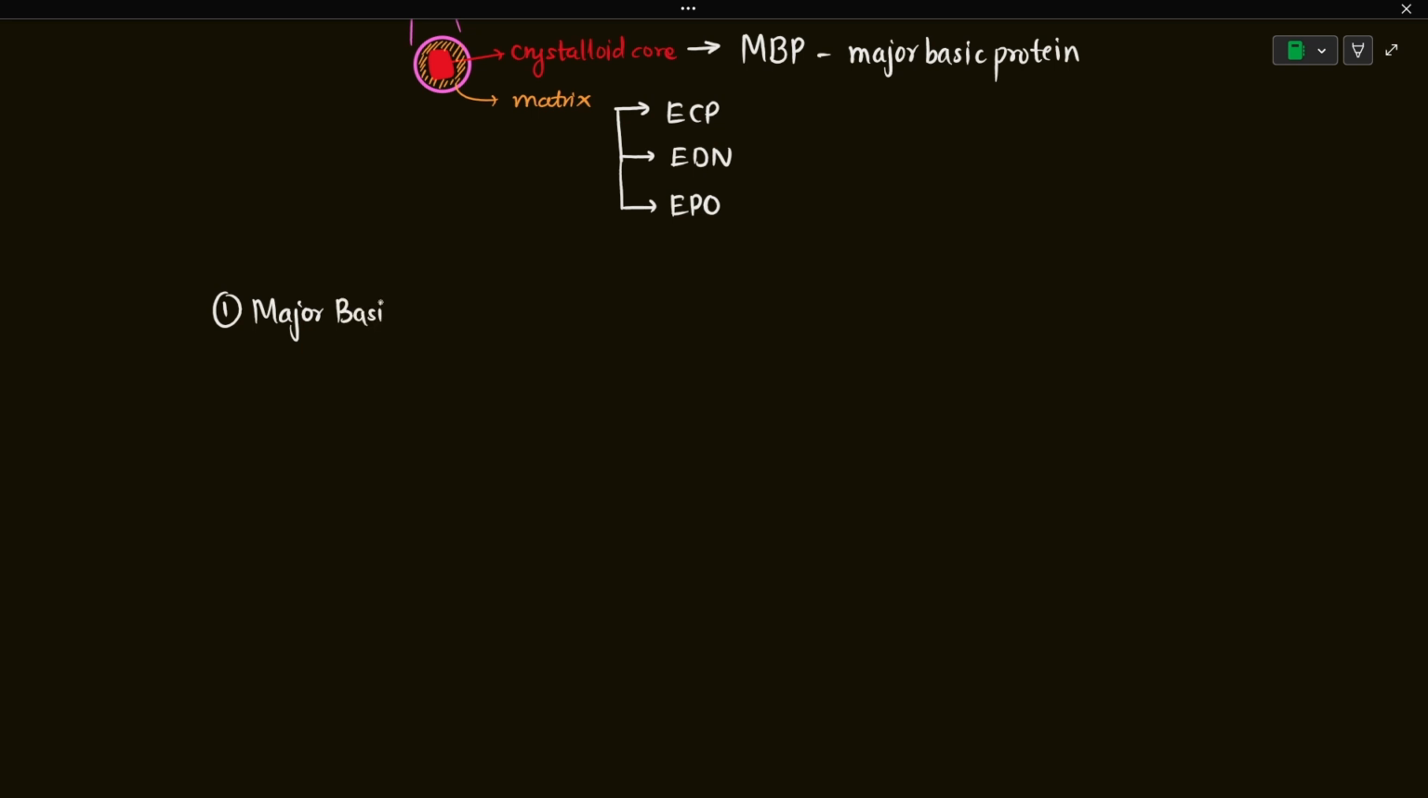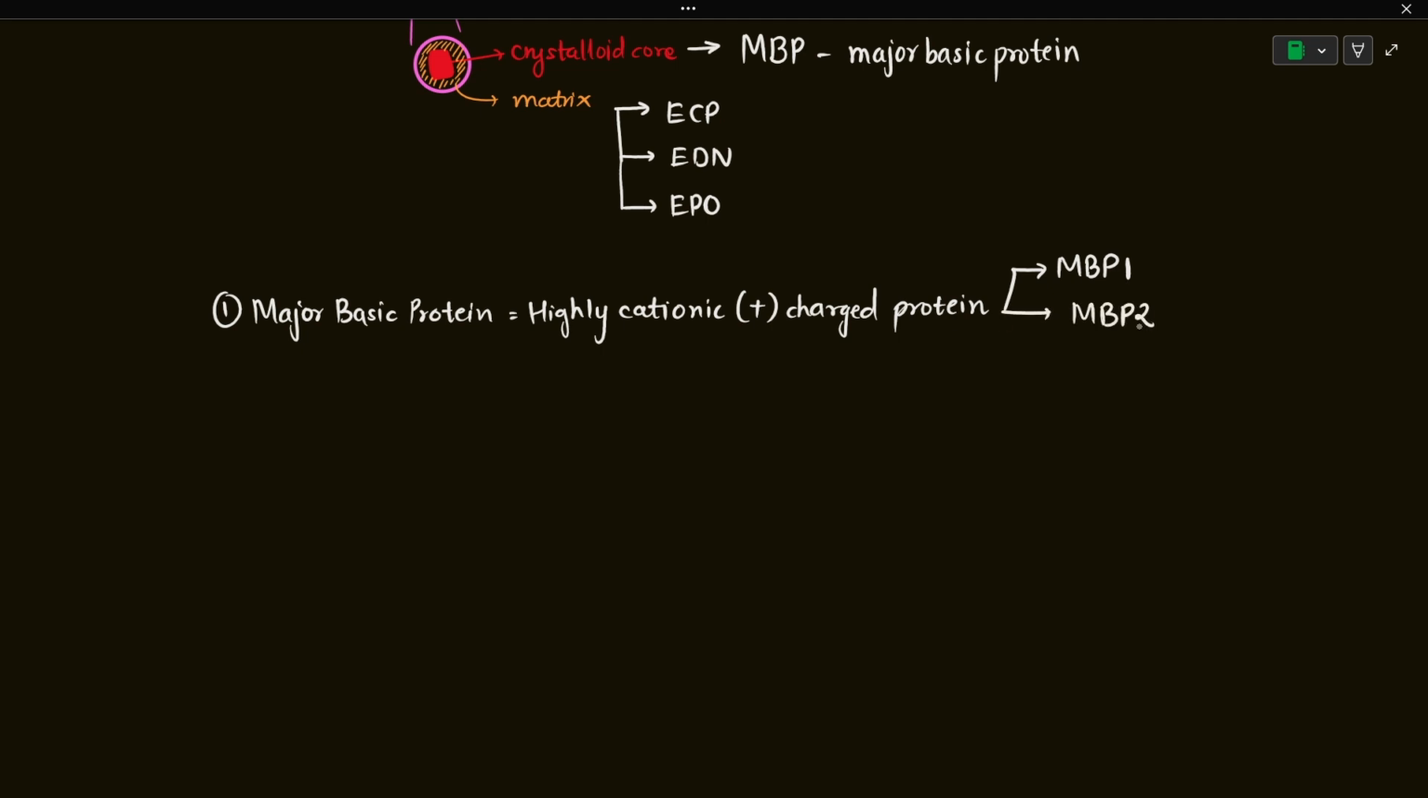basic protein. So it is quite clear from the name that this protein is basic in nature, meaning it is a positively charged protein. This is a highly cationic protein. And due to this, negatively charged dyes like eosin can bind to the eosinophils, giving them a pinkish color. This MBP has two isoforms, named MBP1 and MBP2, in the crystalloid core of eosinophils.